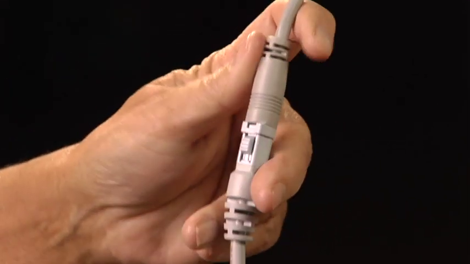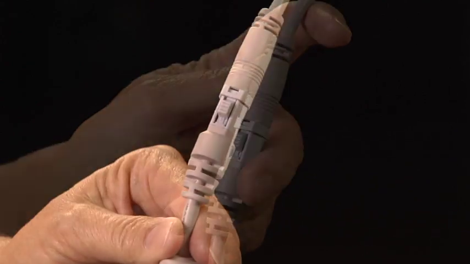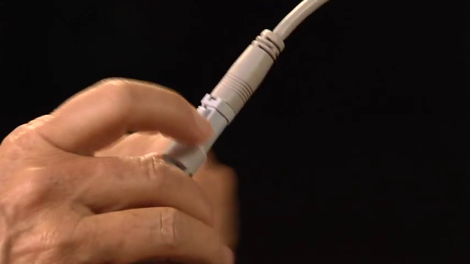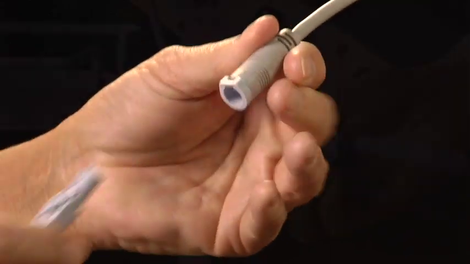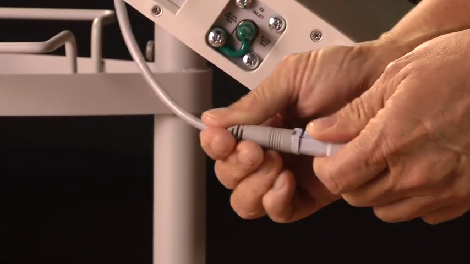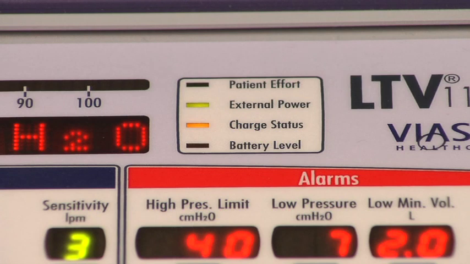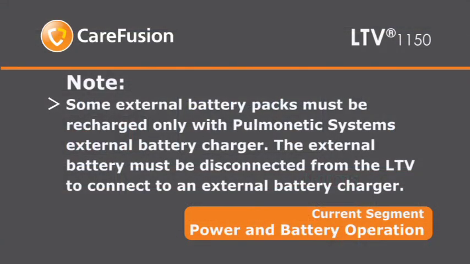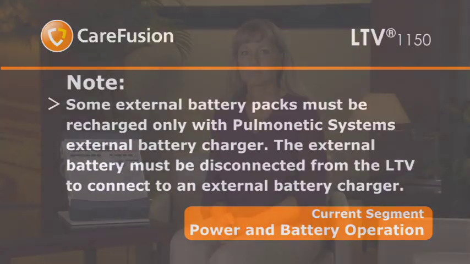To avoid damaging the ventilator or the power connector, push the release button on the connector before removing it from the ventilator power port pigtail connector. Verify that the external power LED shows green or amber. While the ventilator is connected to the external battery, the internal battery is being continuously charged. Please note, some external battery packs must be recharged only with Pulmonetics Systems' external battery charger. The external battery must be disconnected from the LTV to connect to an external battery charger.